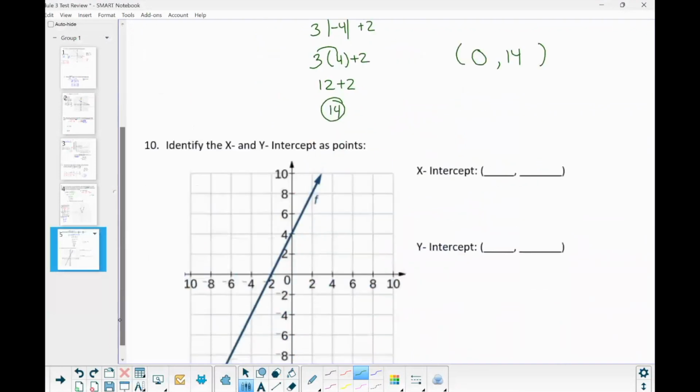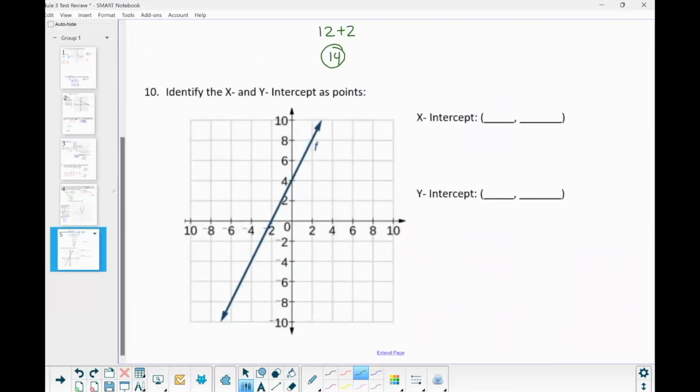Finally, we have number 10, identify the x and y intercepts. So I know the x-intercept is where it touches the horizontal line. So I'm going to look at our horizontal line. This is my x. It's going to be touching right here. I also know x-intercepts are in the form of x, comma 0. So my x-intercept is going to be negative 2, comma 0.